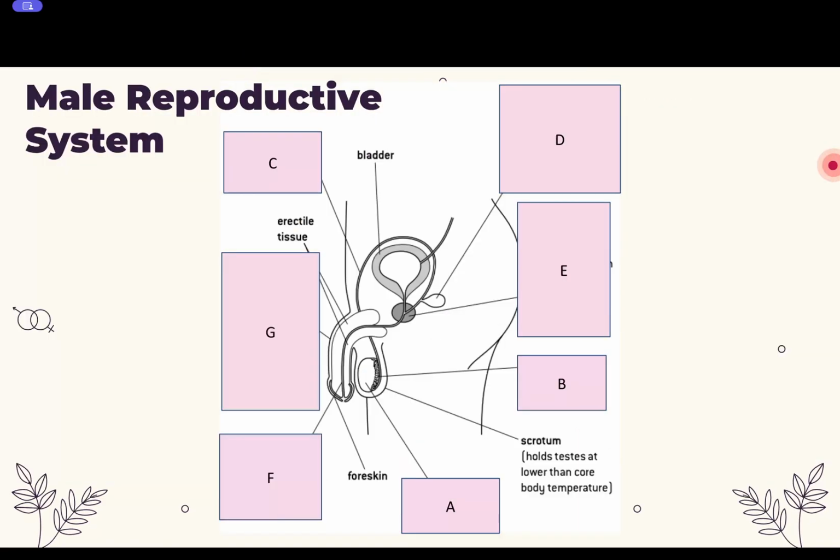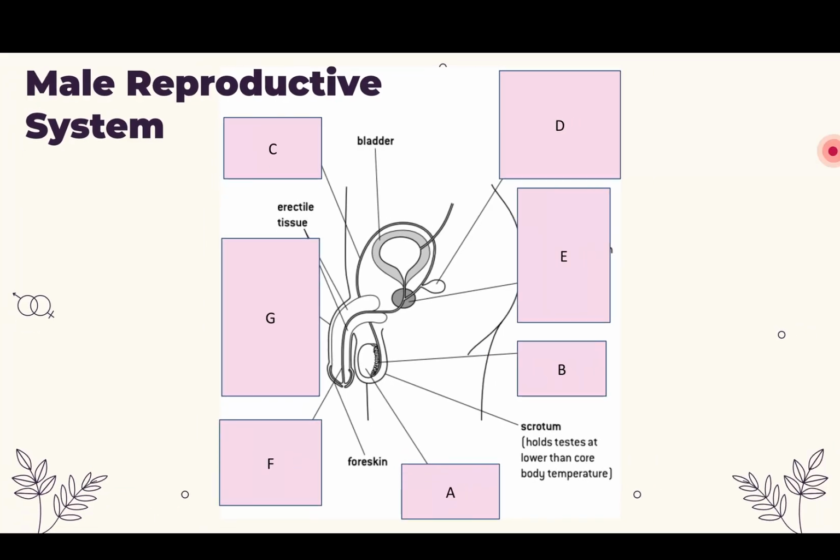Okay, so the next is the male reproductive system. It's the same thing, A to E. No, sorry, A to G.